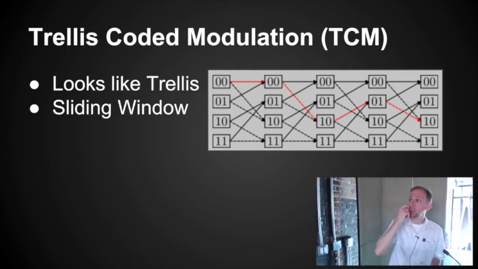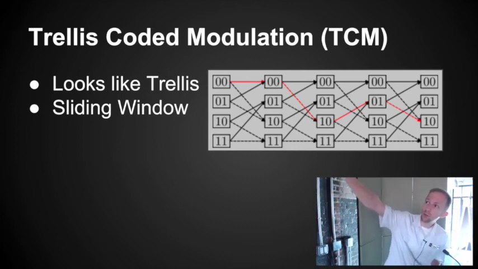Trellis coding works on a sliding window. So each one of those 8 nanosecond slices is a 4-bit representation of 4 bits right here. You can kind of see that 0, 0, 0, 1, 10, 11.